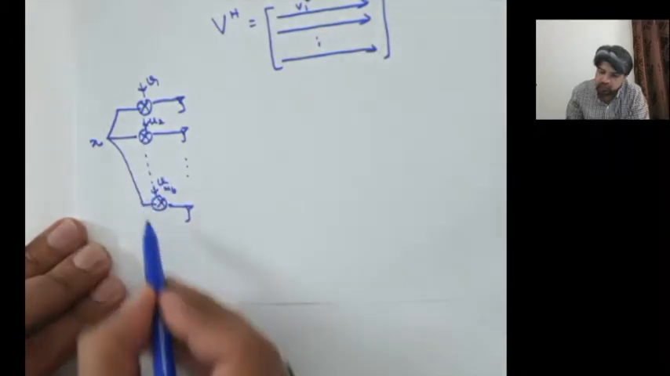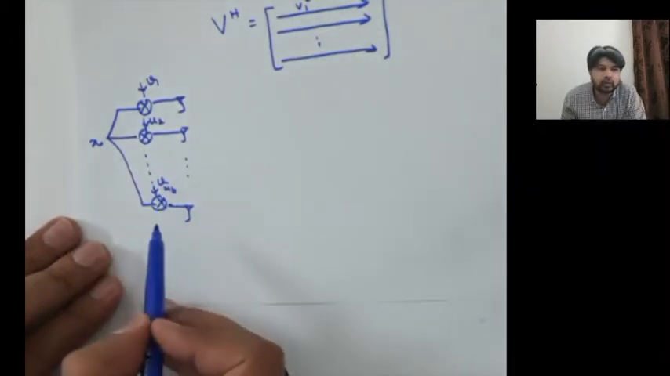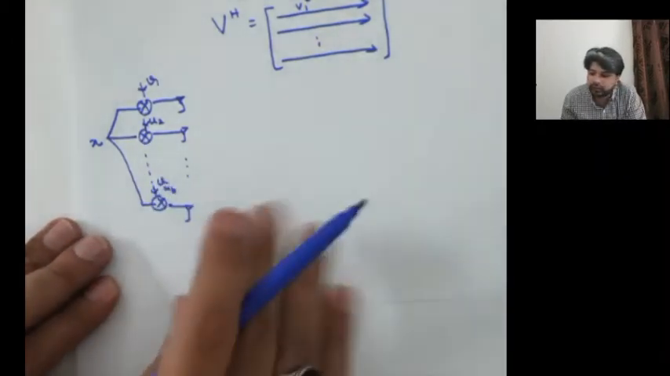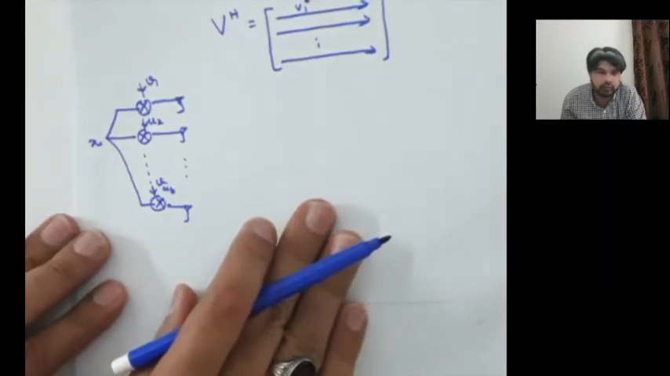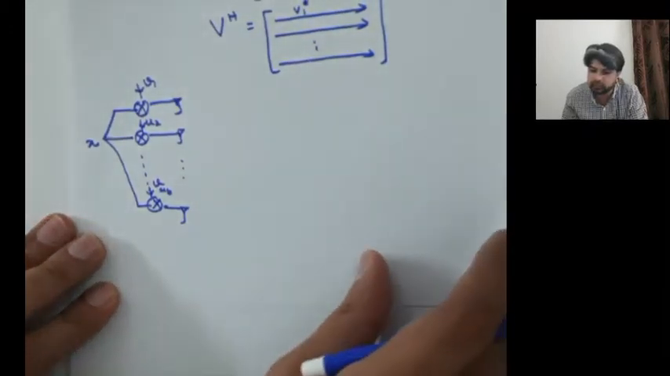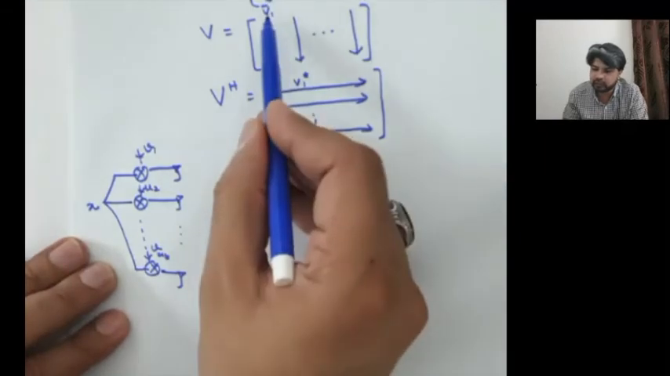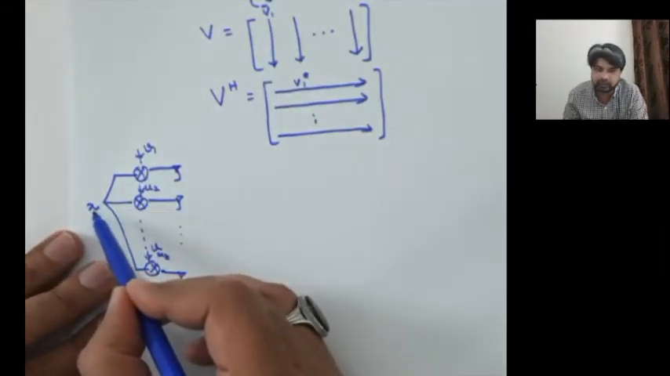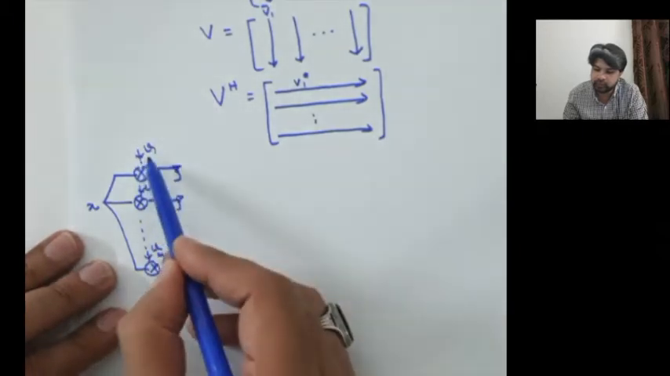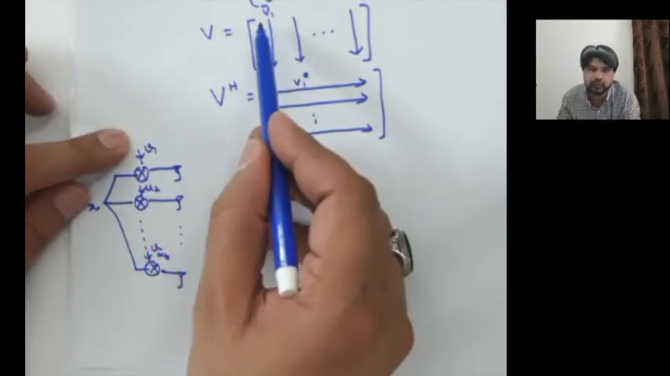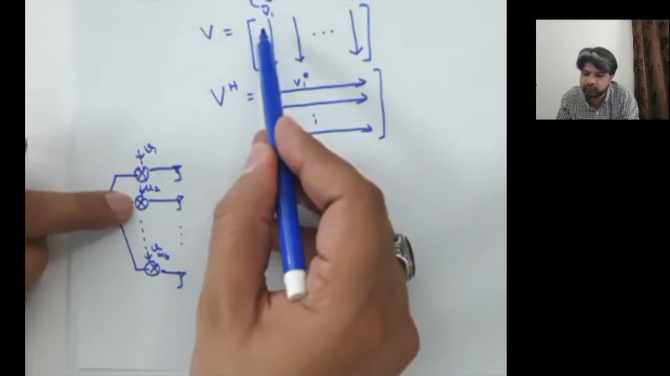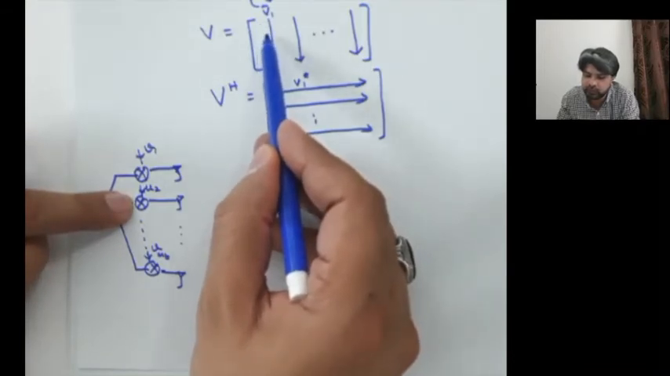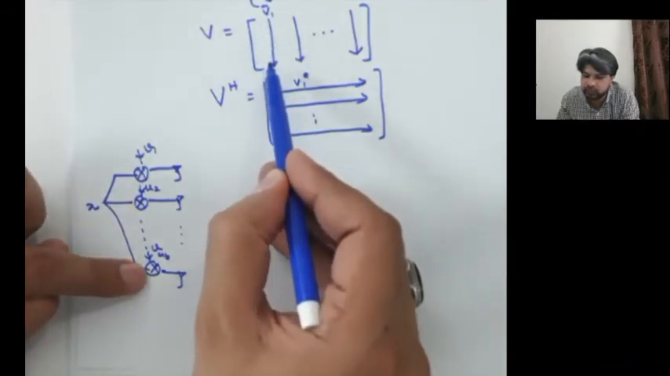And together all of this is nothing but the first column of the V matrix. So you take the first column of the V matrix, and then you multiply this X with it. So this V1 would be the first element of this first column, V2 would be the second element of this column, and VMT would be the last element of this column.